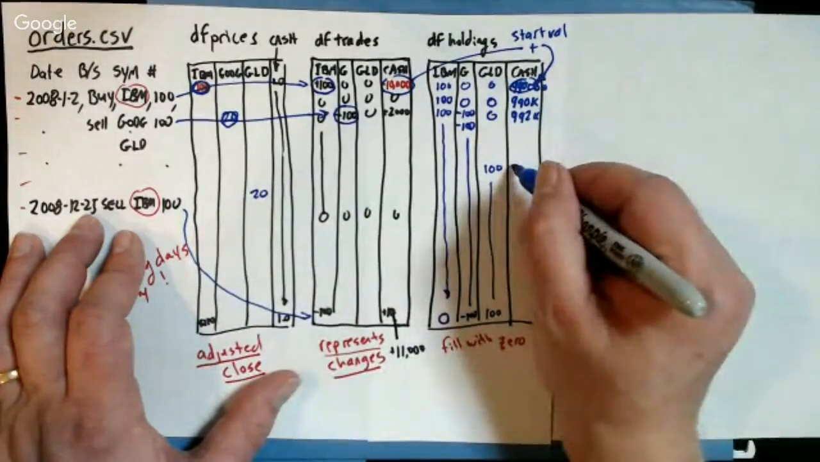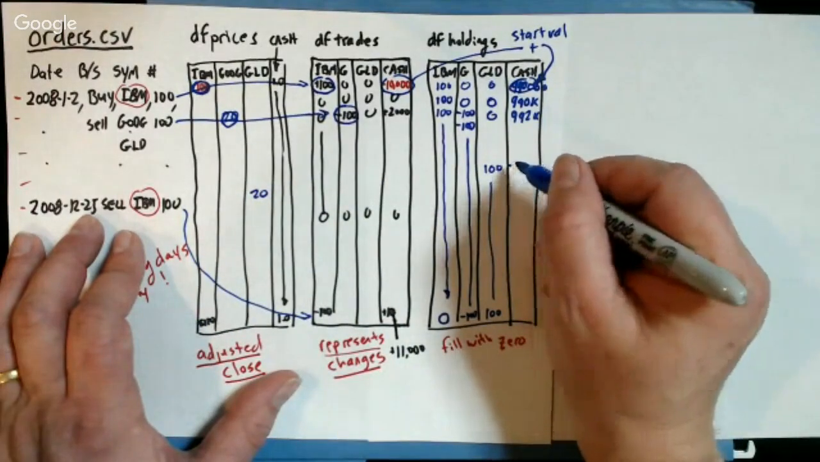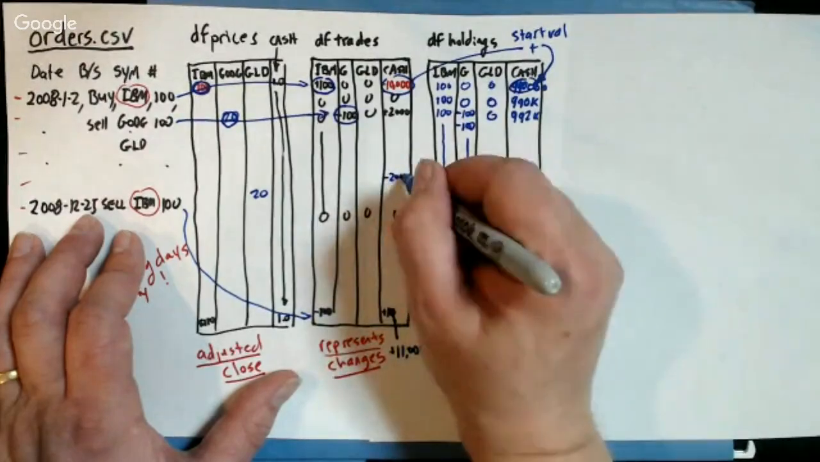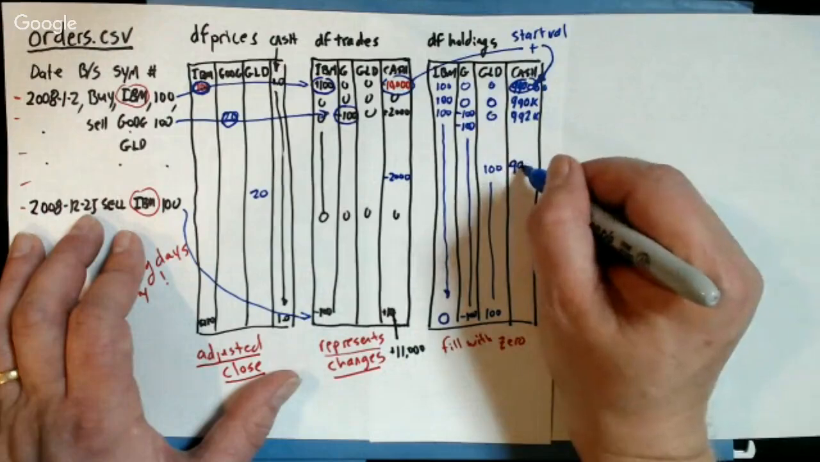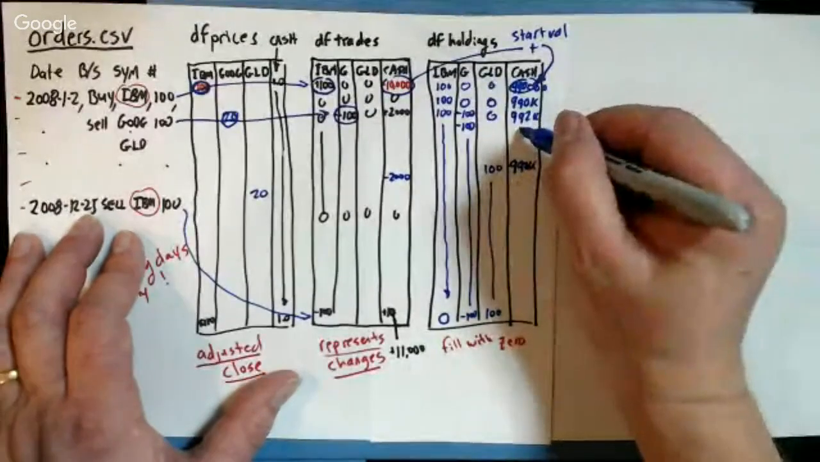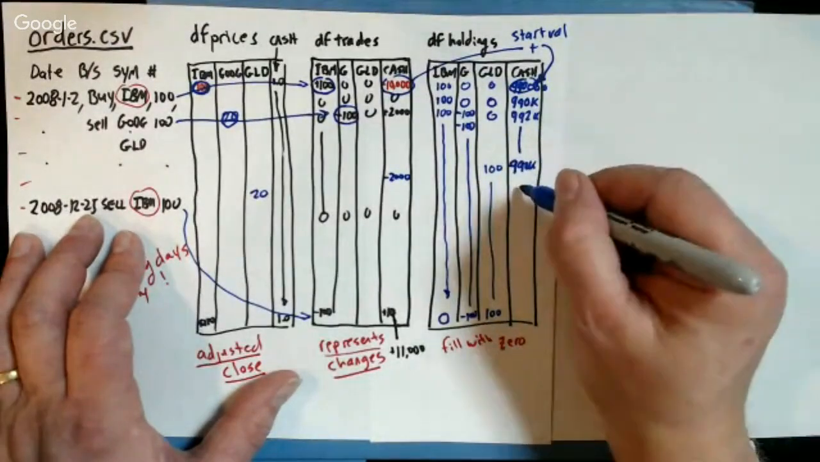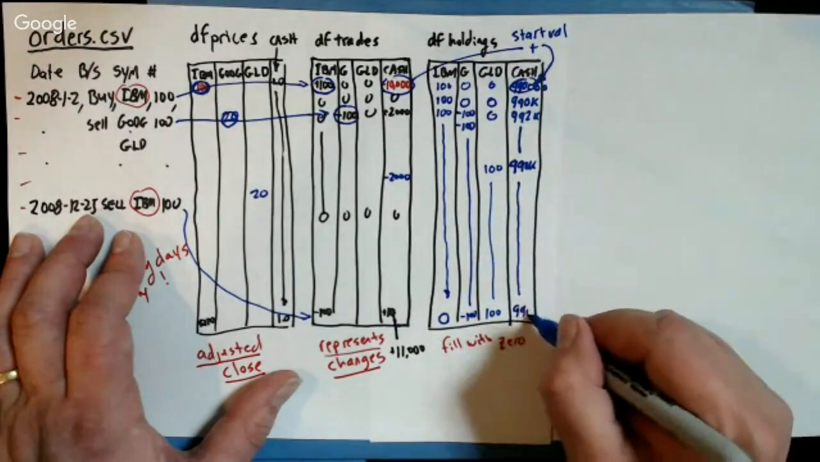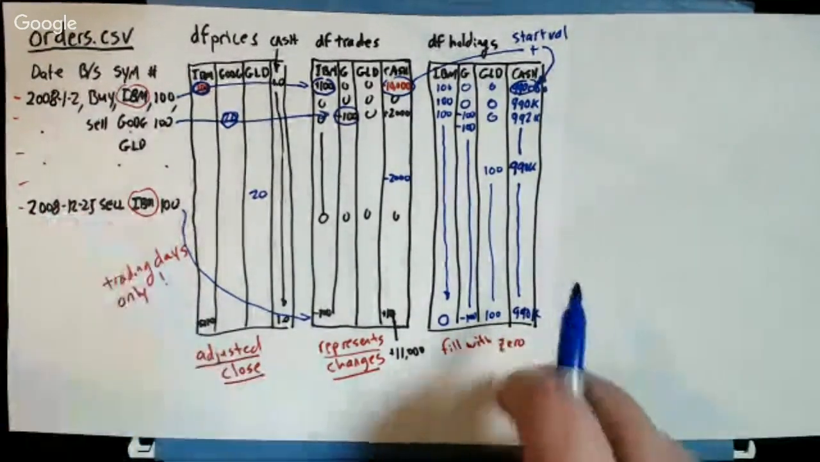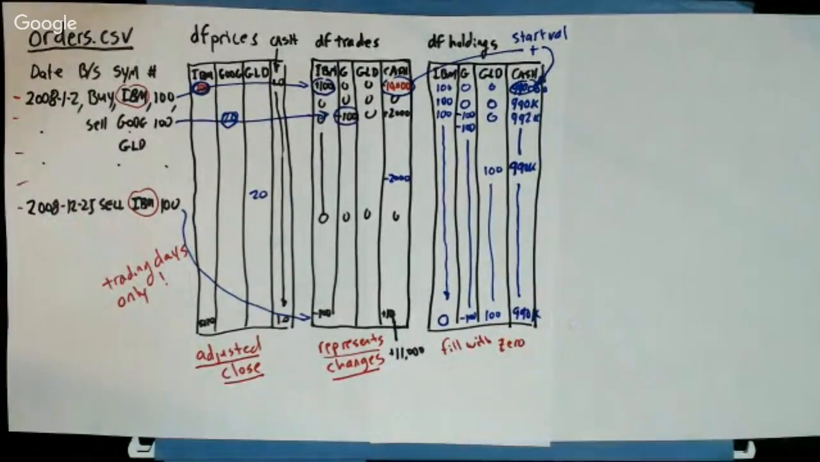So we would have lost 2,000, so we'd have a negative 2,000 here. That would bring us back down to 990K cash. So 992 all the way until that date, and all the way to the end here, we have 990K of cash. Okay, any questions on that? Okay, no questions. I'll keep going.